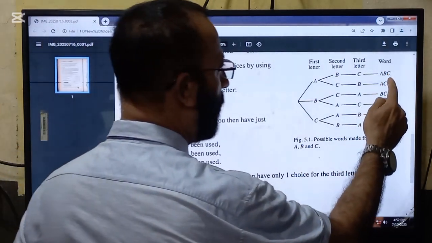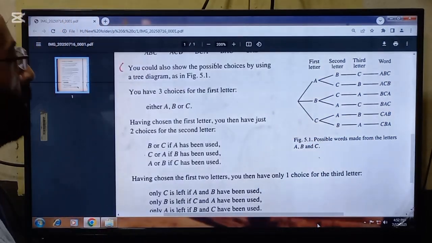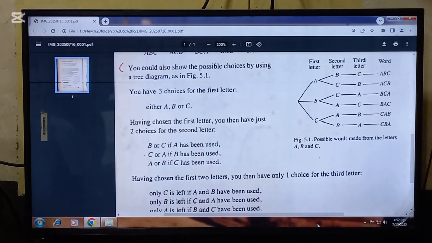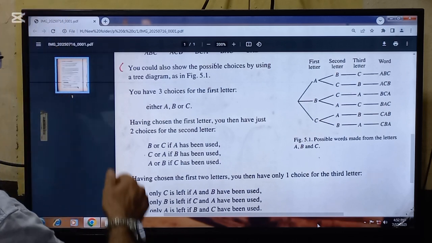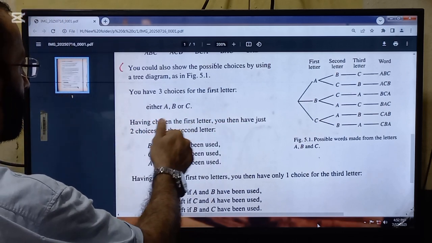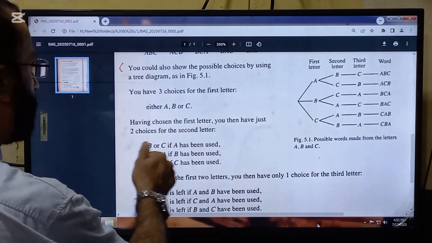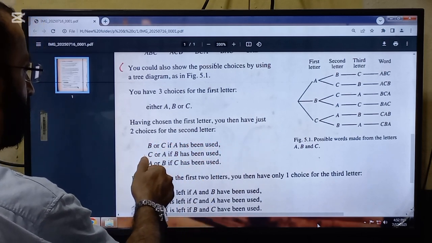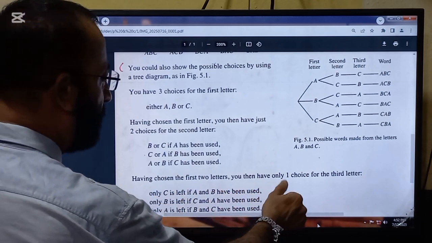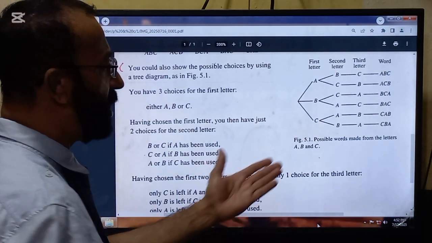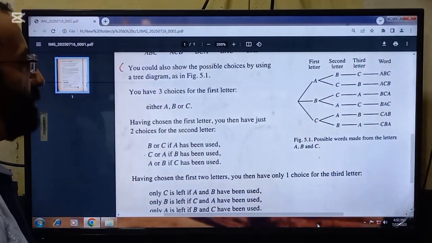So it means 1, 2, 3, 4, 5, 6 words can be made with the help of the three letters A, B, C, which are written on three cards. Look now, you have three choices for the first letter, that is A, B, C. Having chosen the first letter, you then have just two choices for the second letter, and having chosen the first two letters, you then have one choice. This is the simple explanation which I have told you. So these are the six words which can be made.